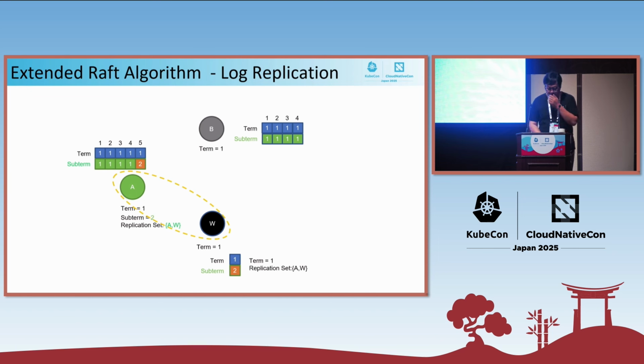Now here comes the fun part. From this time on, for all the records of the same subterm, the leader will no longer need to talk to the witness. So take the example here: the leader will get the records, append them to its own log, and commit them immediately. We call this a shortcut replication, and this is how the extended Raft algorithm cuts down the times we have to talk to the witness.